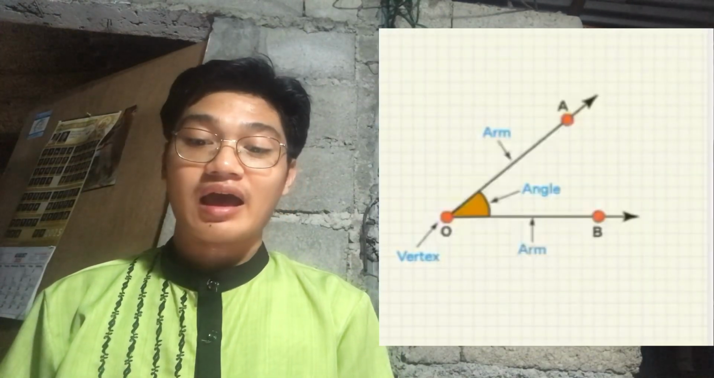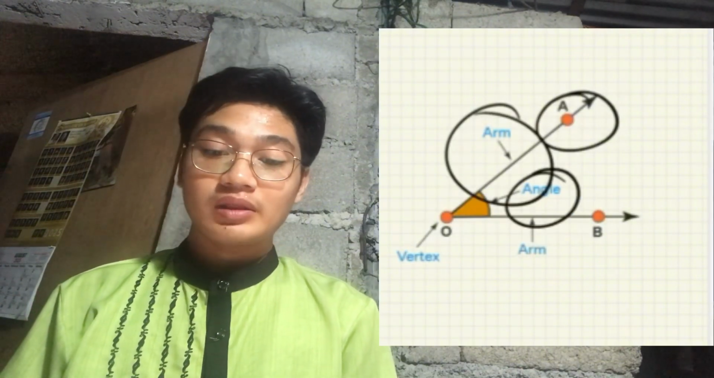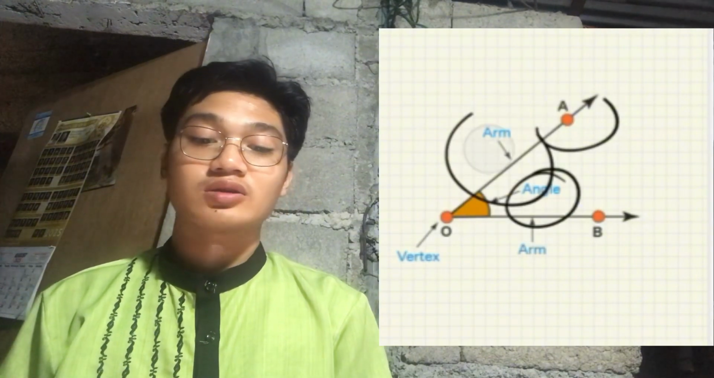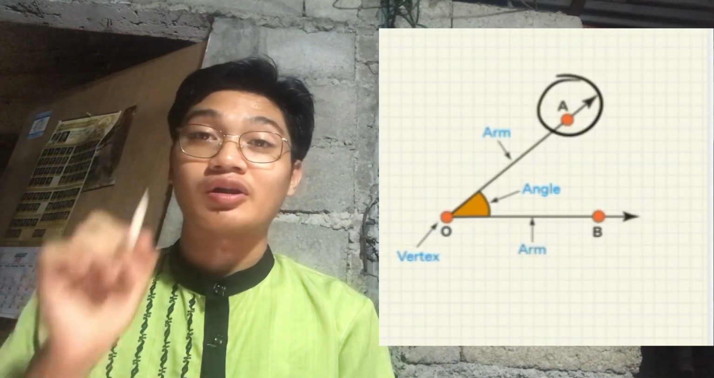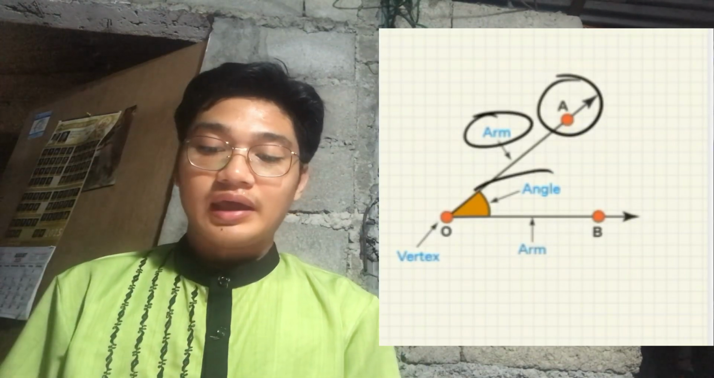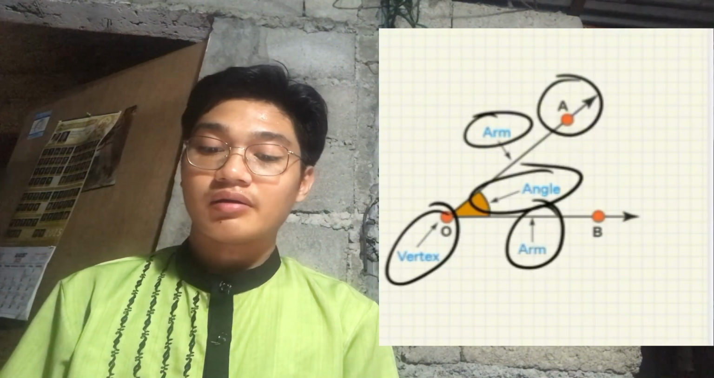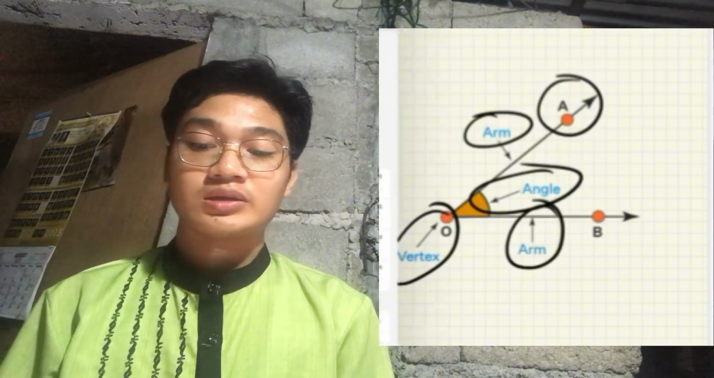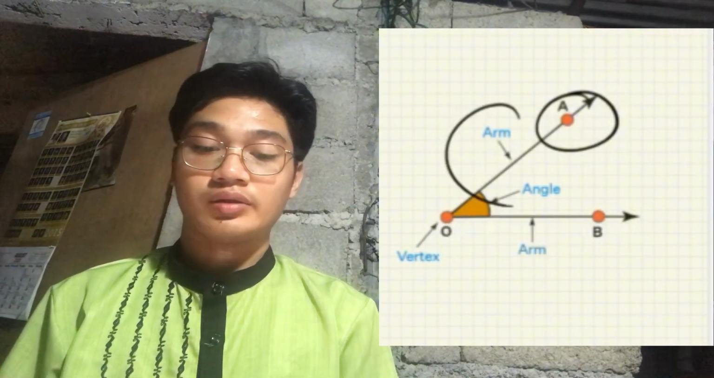Today, we will discuss angles. Angles are formed when two lines intersect at a point. The measure of the opening between those two rays is called an angle. Angles are usually measured in degrees and radians, which is a measure of rotation.